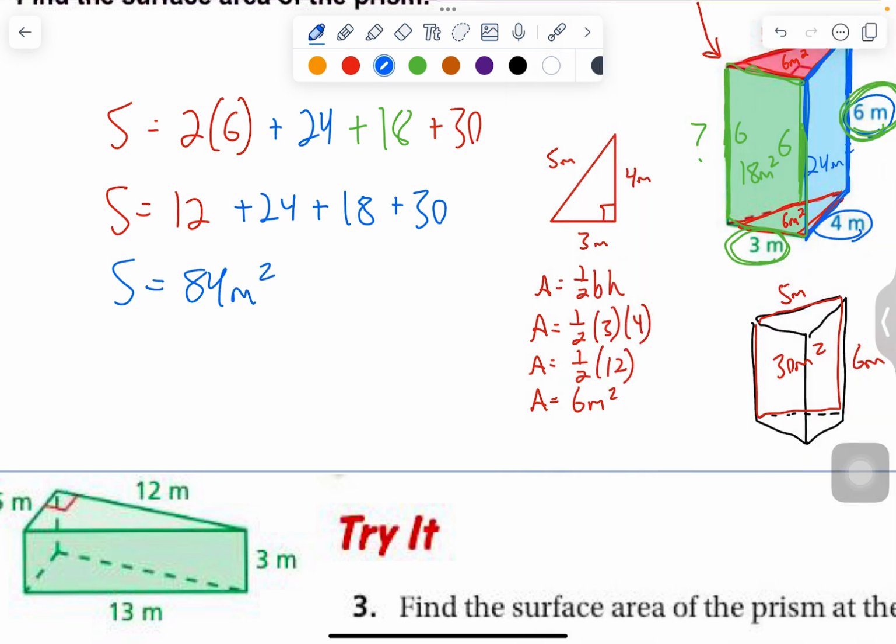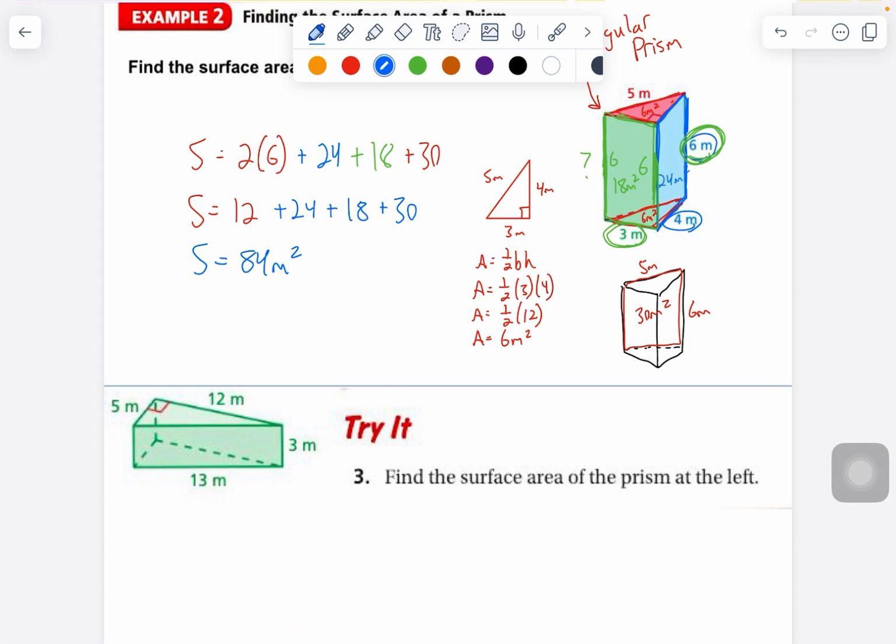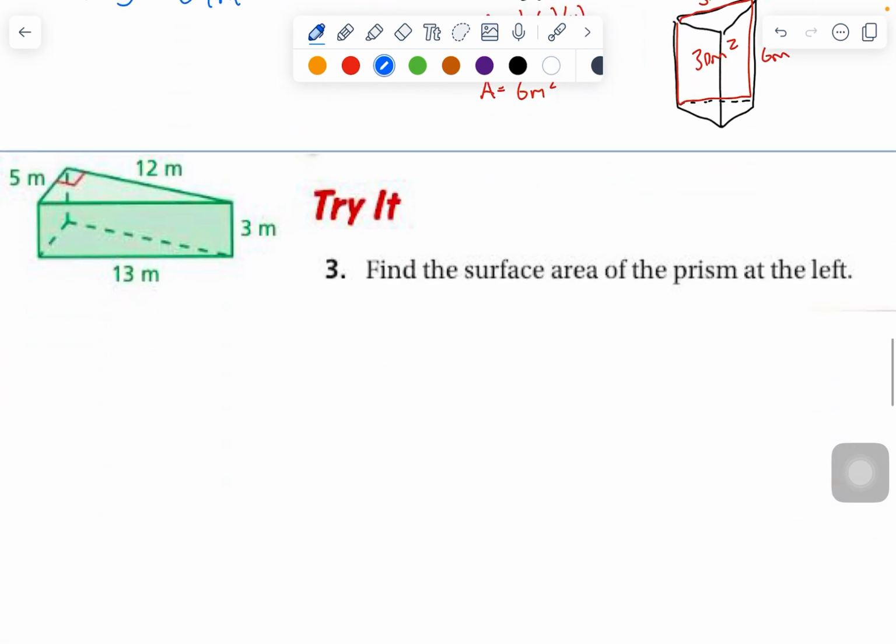So triangular prisms are a little bit trickier actually, because of the fact that we've got to keep track of that back side. All right, so why don't you go down to this, try it. This one's laying down on its side. Don't let that scare you. You're going to end up having 1, 2, 3, 4, 5 total faces to add up. Okay, go ahead and try it, and then press play when you're ready to go over the answer.